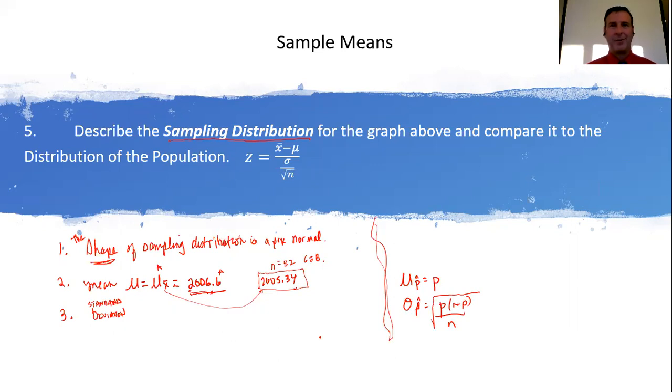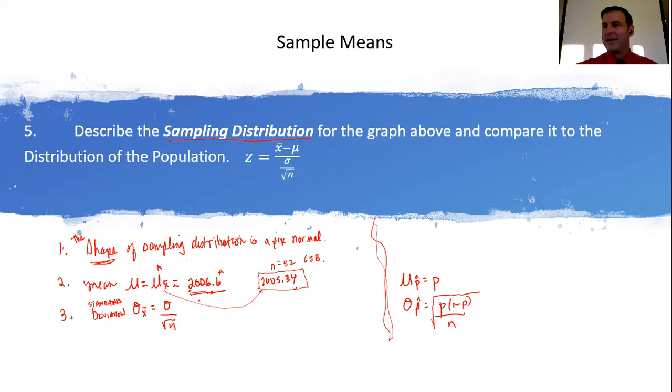Because I don't have proportions here, I have something a little bit different. What I'm going to say is that the standard deviation of my little X bars will be equal to the standard deviation of my population divided by the square root of n.